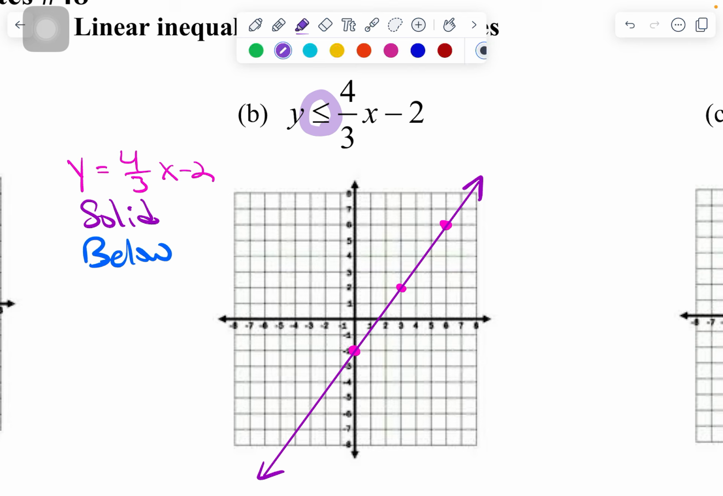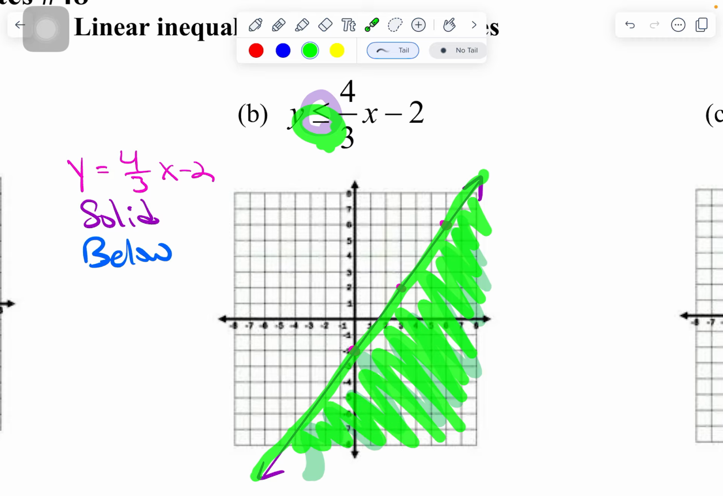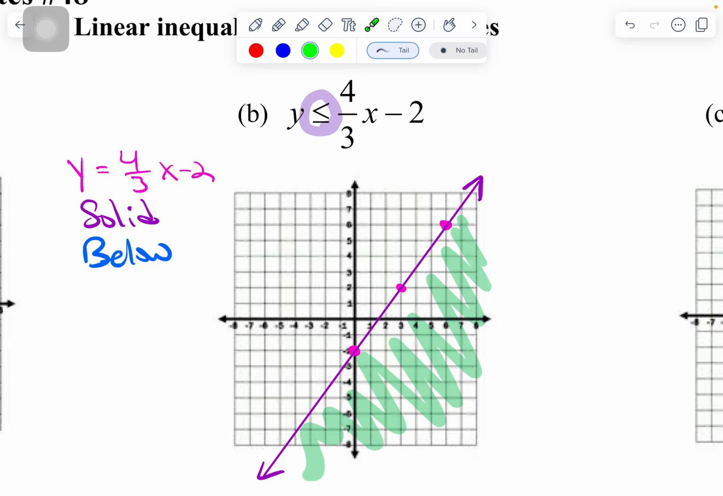So I'm going to grab my highlighter here. I'll go with green this time. Shade, shade, shade. So what's happening here is your boundary line is an answer. That's the equal to part. And every point on this side of your coordinate grid is also going to be a true statement or a true answer for this inequality.